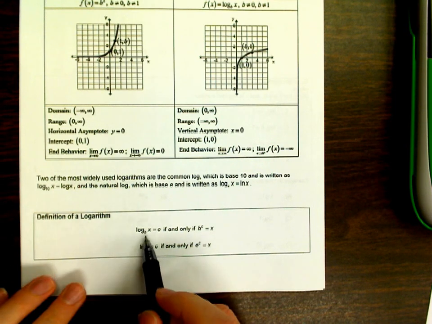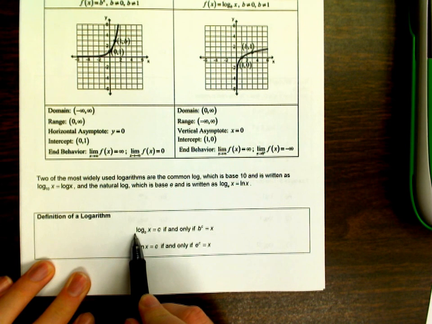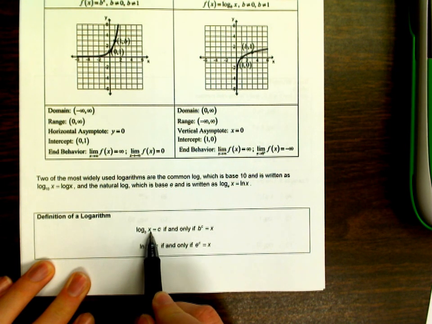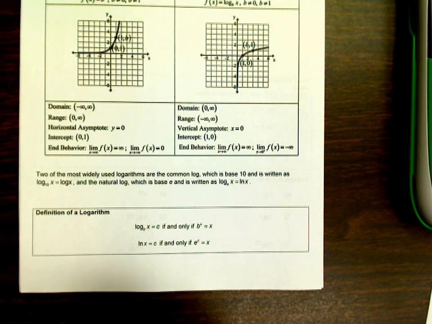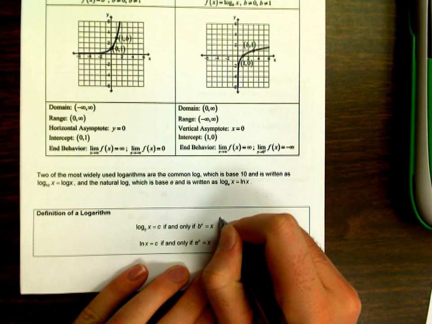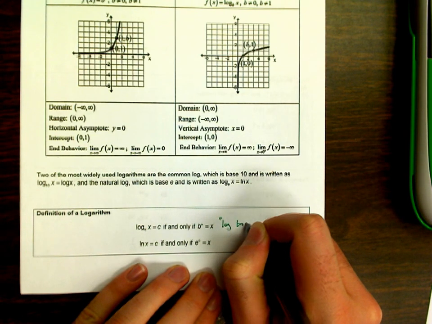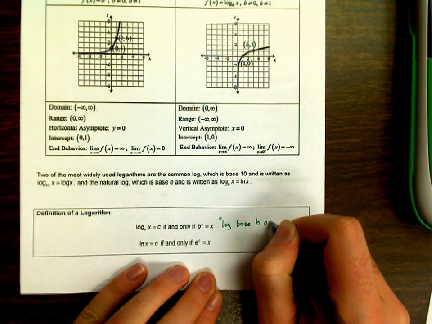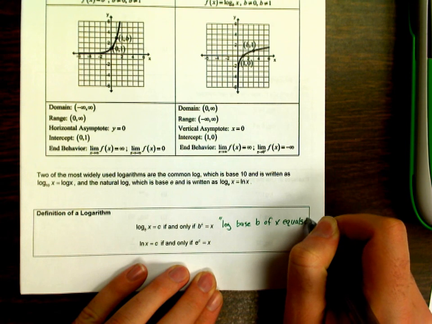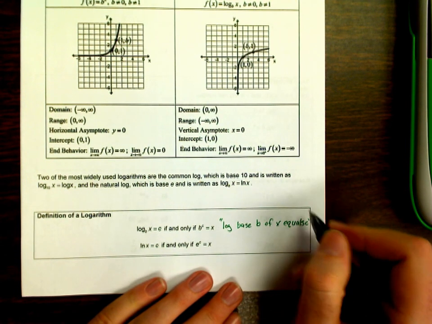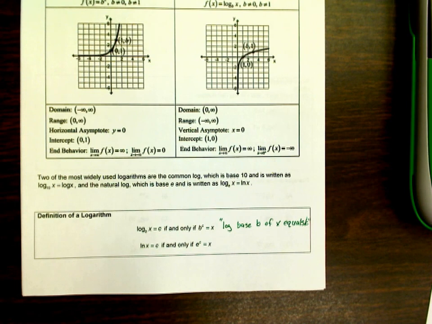So, next thing to notice is that we read this log base b of x equals c. I actually think that's worth writing down. So we would say this, log base b of x equals c, with a space there. Okay, or a lot of people shorten it: log b of x equals c. We understand what you're talking about there.